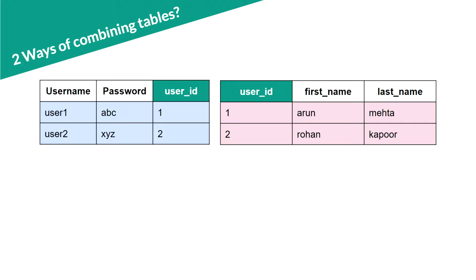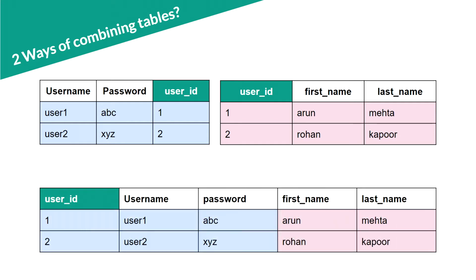But what if we want to combine columns from multiple tables? For example, if we have two tables, one contains login information like username and password, and the second one contains user information like first name, last name, etc. In both the tables, the field user ID is common. What if we want to view all the information in one result set?